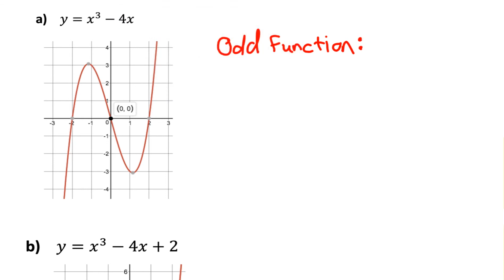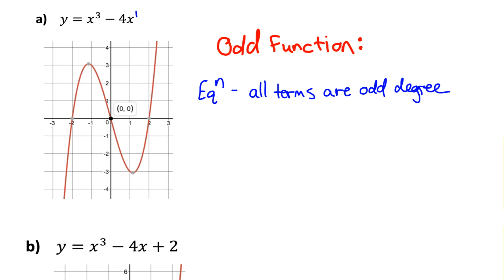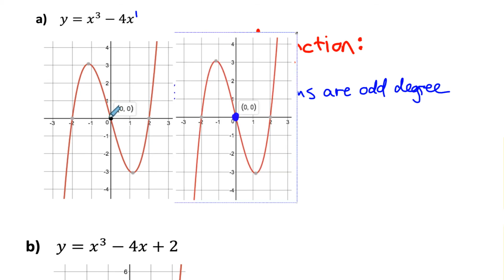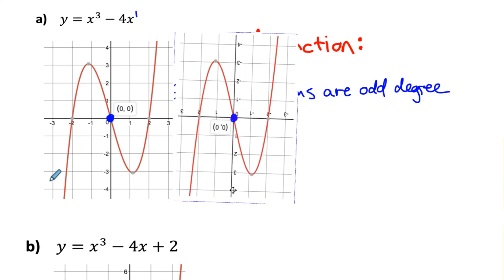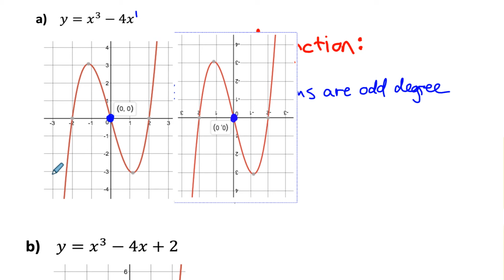And I know that for two reasons. From the equation, I can tell it's an odd function, because in the equation, both of the exponents, remember this one has a 1 on it, both of those exponents are odd. So both terms are odd degree, meaning that it is an odd function. From the graph, I can tell this is an odd function because it has point symmetry at the origin. If I were to rotate this function 180 degrees around that point, it would look unchanged.